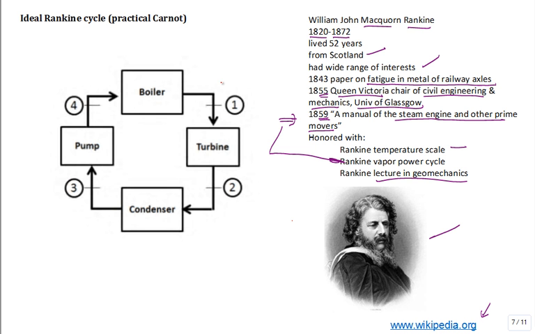Now, this state will still be saturated vapor, but we're going to move the saturated liquid. So is the saturated liquid state, state 2, state 3, or state 4? Answer A, B, or C. Which state now for the practical Carnot, known as the Rankine cycle, has a state which is saturated liquid? State A, B, or C? And we'll show the results.